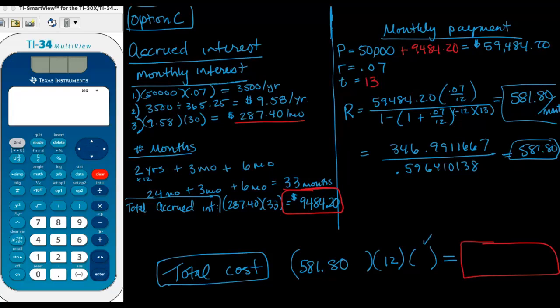And then the last number is number of years, which in the previous two options I put 10. In this case, I'm going to put a 13 because it's a 13-year loan instead of a 10-year loan. So we're just going to do 581.80 times 12 times 13, and that gives us a grand total of $90,760.80.